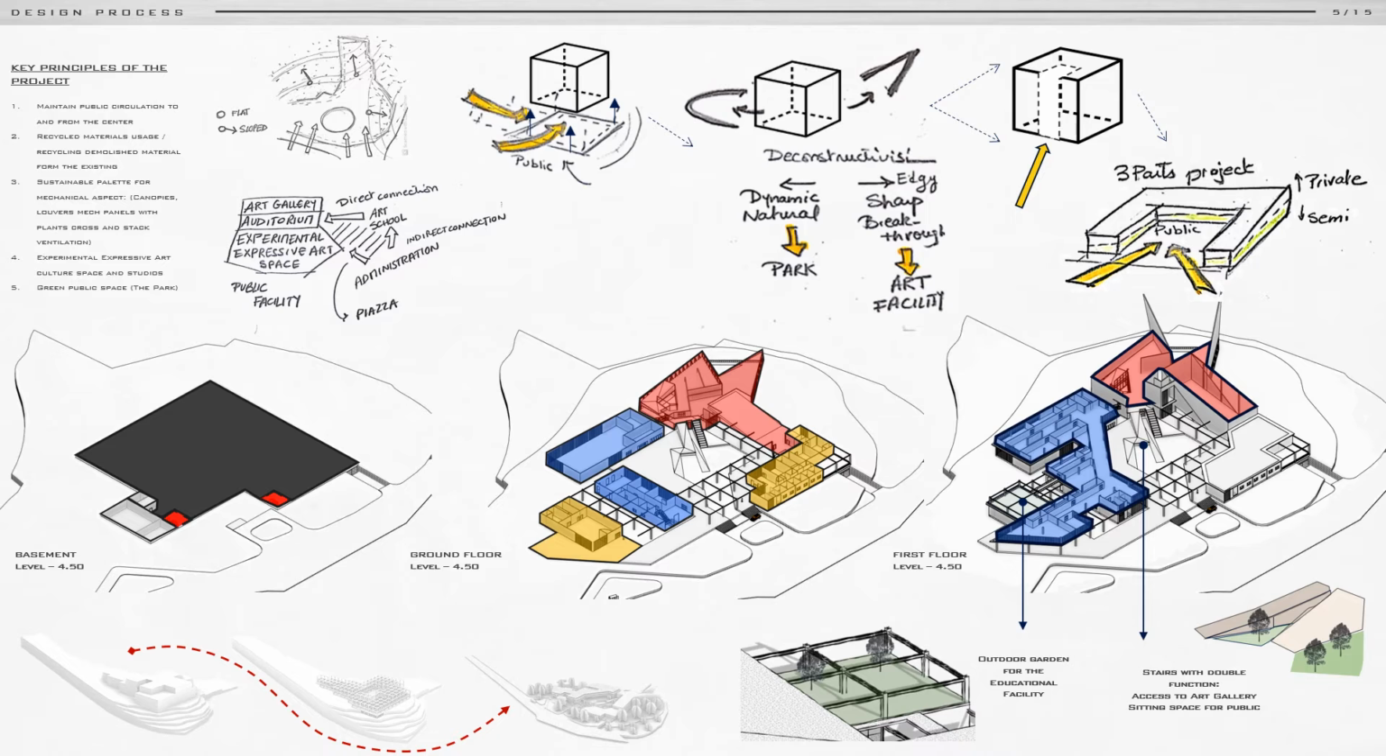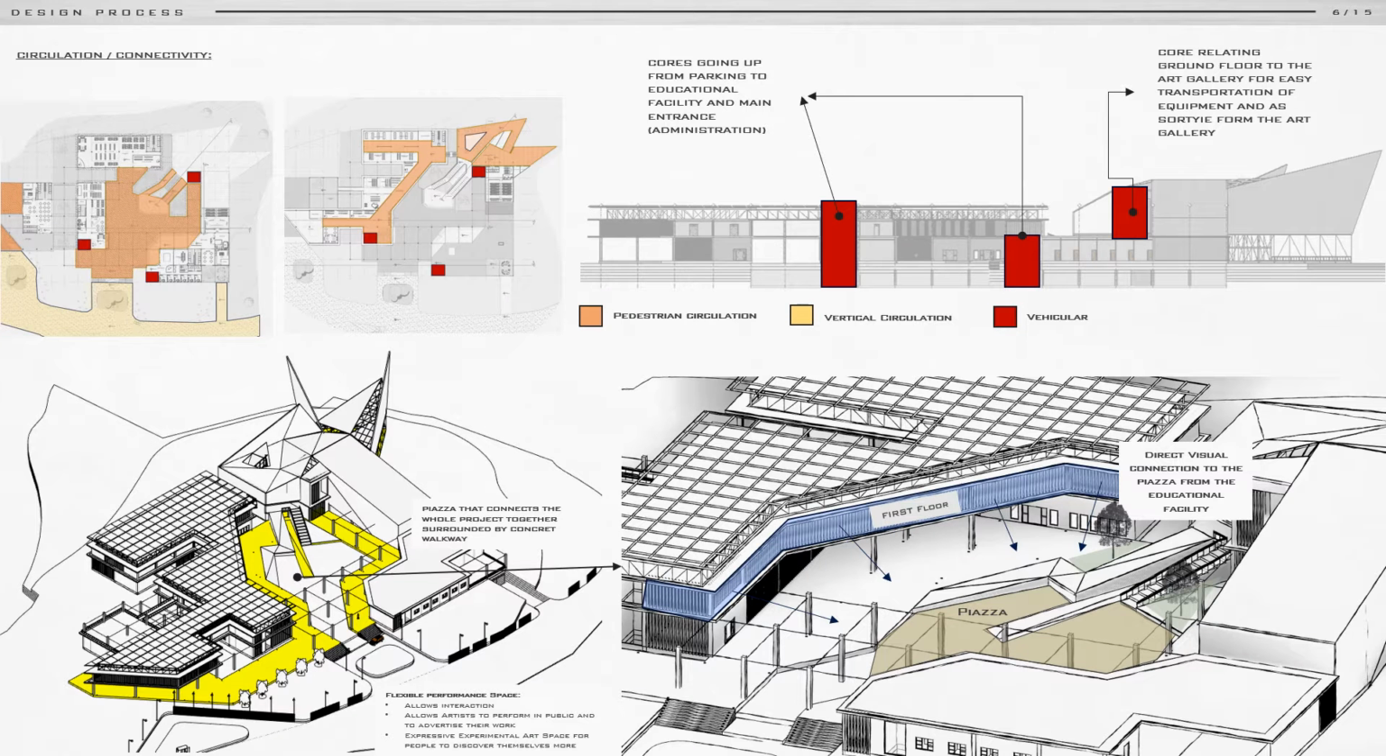The circulation in my project is very easy. From floor to floor, there are two cores from the parking. The first core leads to the main administration. The second core leads to the education facility. There's an additional core located in the art gallery, which serves as the sortie or exit from the gallery, or for people to easily transport their stuff to the gallery. The administration is on the ground floor, which allows easy circulation, and the bridge connects the school to both the art gallery and auditorium.